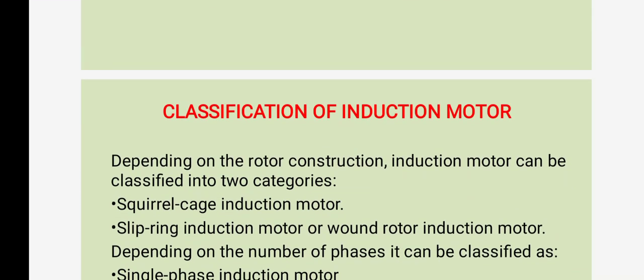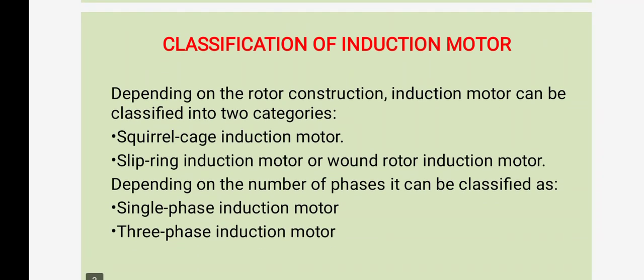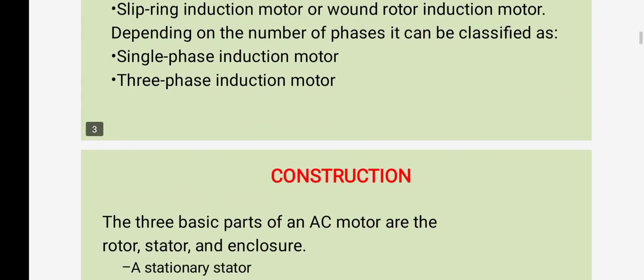So what is the classification of single phase induction motor? Depending upon the rotor construction, induction motor can be classified into two categories: squirrel cage induction motor, and slip ring induction motor, or wound rotor induction motor. Depending on the number of phases, it can be classified as single phase induction motor and three phase induction motor.